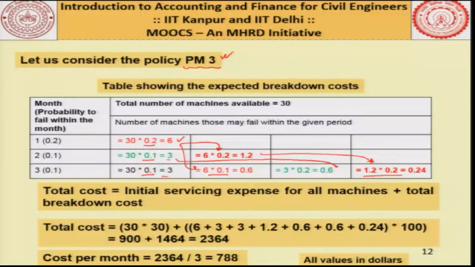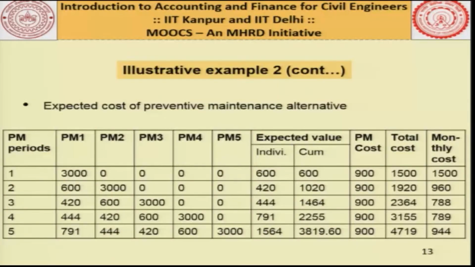and this is finally you are getting 900 here plus 1464, you are getting 2364, right, and this is for a period of 3 months. So, when you divide it for calculating the monthly cost, you are getting 788. Now, all these values whatever we have calculated, I can put it in a separate table. So, here you can see, if you look at the last column, if you are following a policy of preventive maintenance on a monthly basis, your cost is 1500, bi-monthly 960, 3 monthly 788, 4 months 789, 5 months 944.